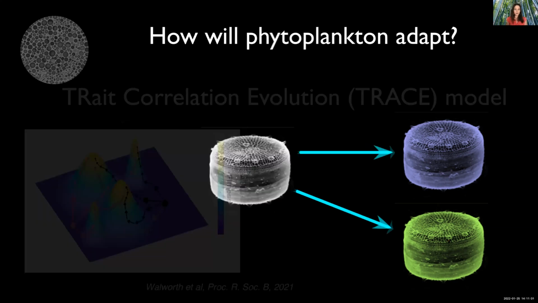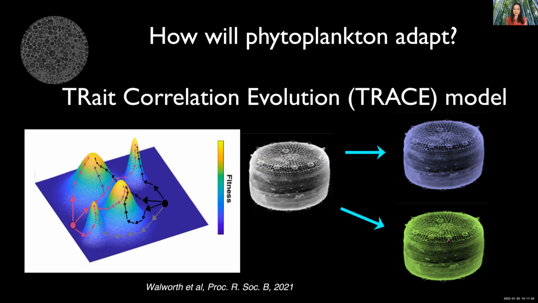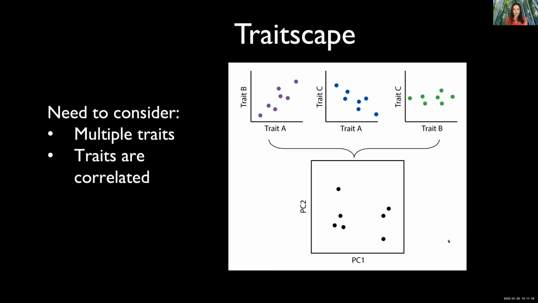So as a really first step to trying to include these complex dynamics into models of phytoplankton trait adaptation, we developed this TRACE model, trait correlation evolution model, to investigate those two questions that I just posed. So I'm going to start off by presenting the concept of a trait-based fitness landscape, and to shorten that, I'm calling it a Traitscape. I think it's a useful framework for thinking about how traits will adapt, but I'm going to walk through it so hopefully I don't lose anyone before I get to the actual model results.